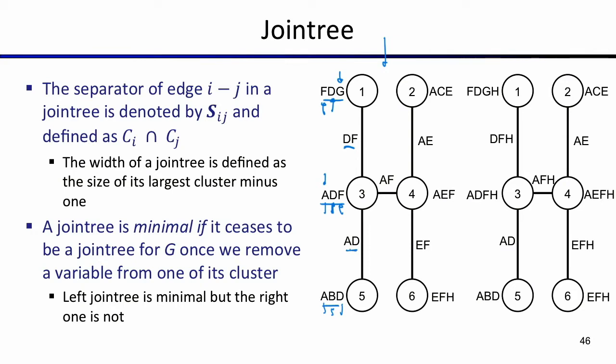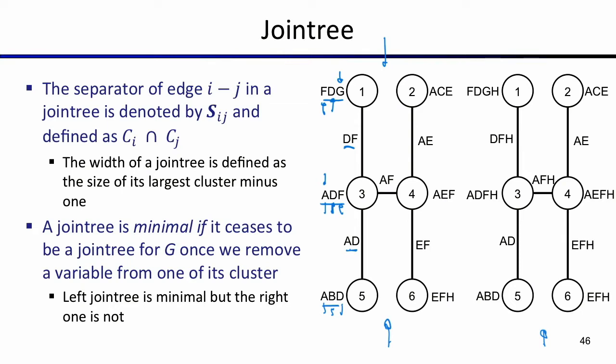And we have the notion of minimal and non-minimal joint tree. So this joint tree here on the left is minimal, and this one here on the right is not. And we know that one joint tree is minimal if, when we try to remove one of the variables in the clusters, it will cease to be a joint tree. It will cease to be a joint tree because either we cannot map the factors from the network into the joint tree, or because we don't have the joint tree property anymore.